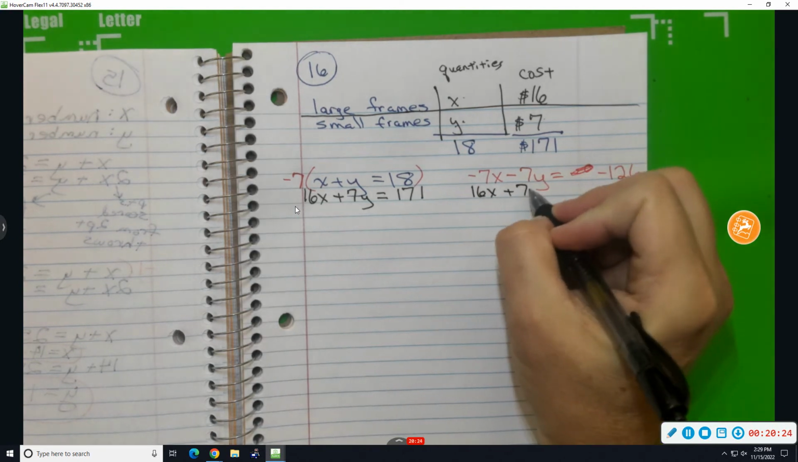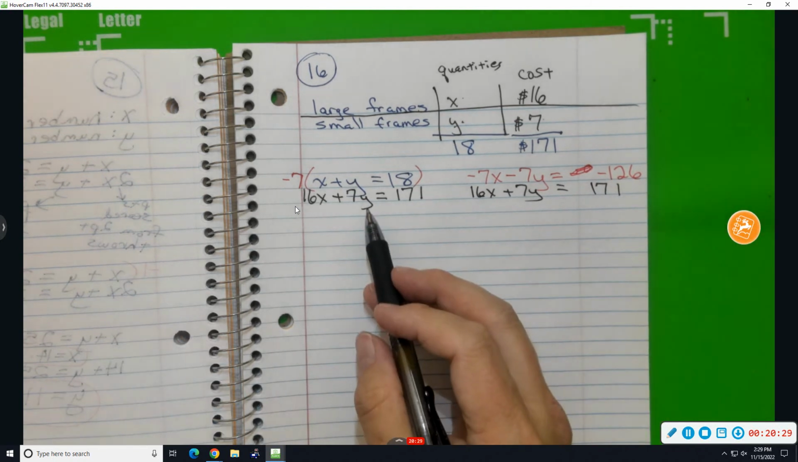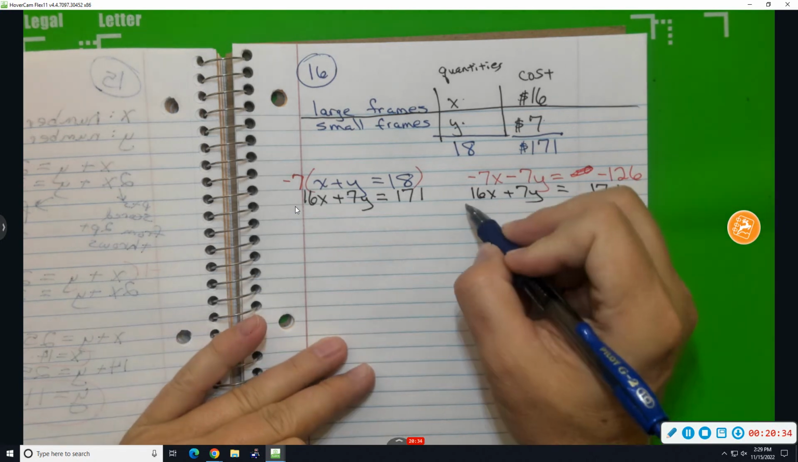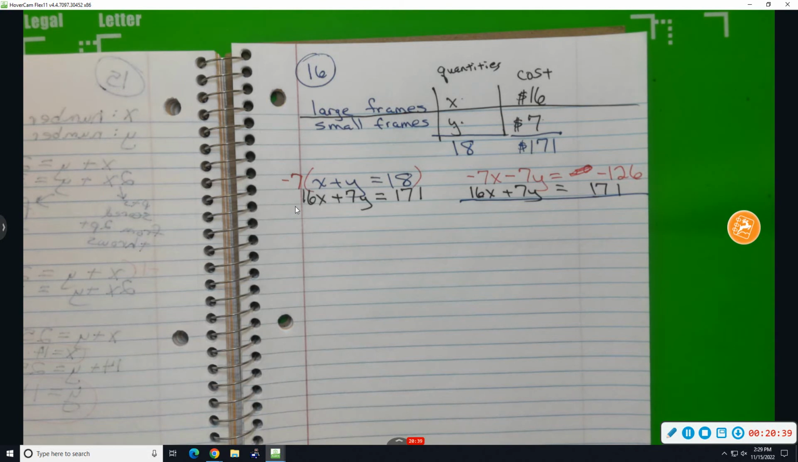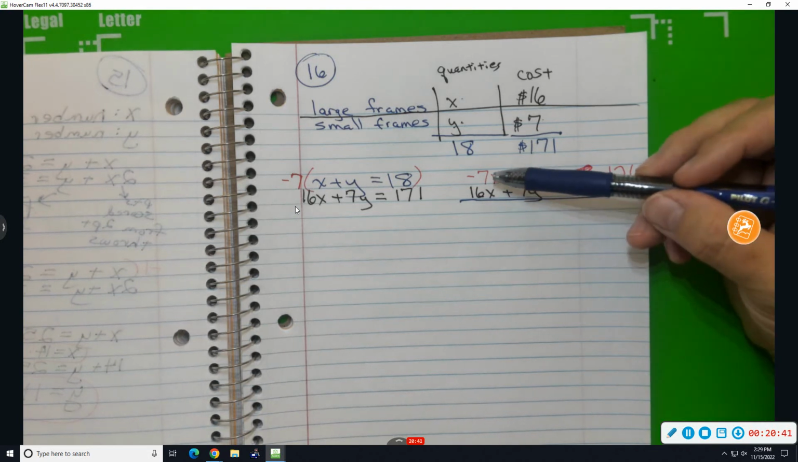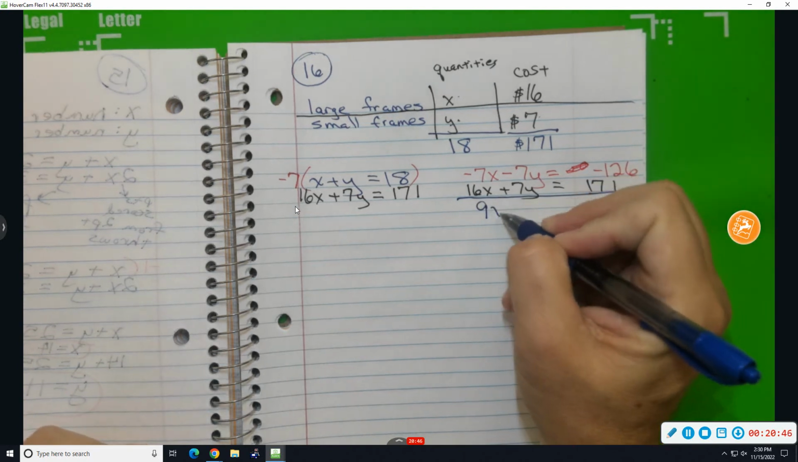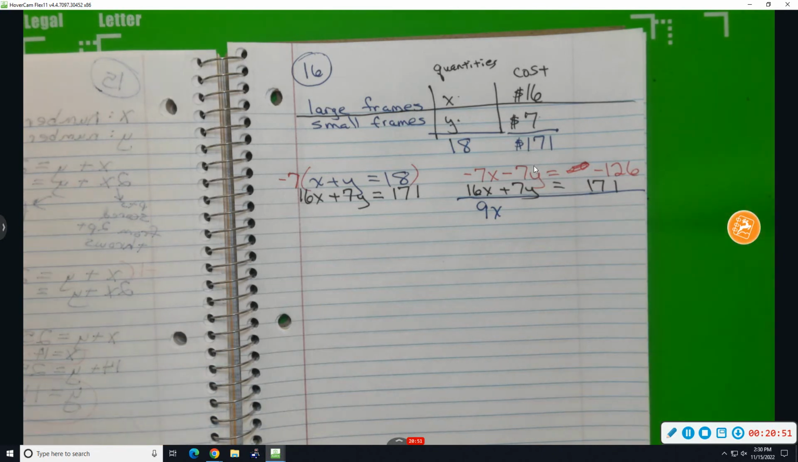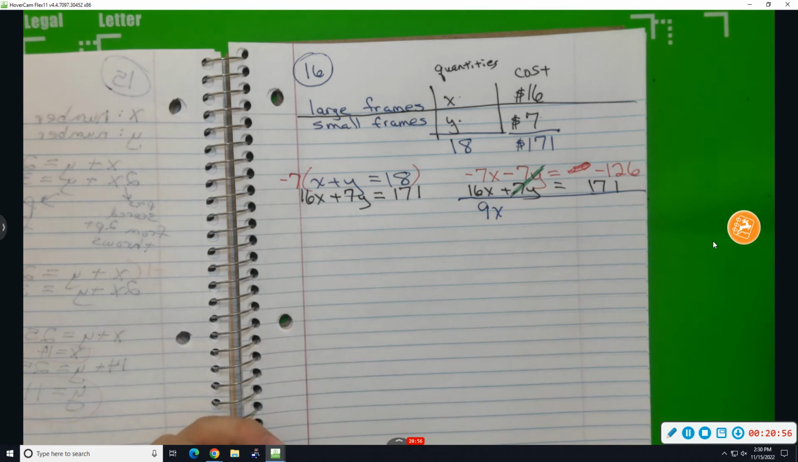16x plus 7y equals 171. I'm just recopying the second equation. I'm adding the two equations together. So it would be negative 7x plus 16x, that's 9x. The y's cancel each other out, so it's just equals 45. So the y's have been eliminated. I like to use that word eliminated because that's the name of this method we're using.